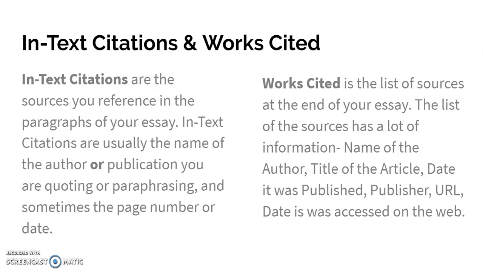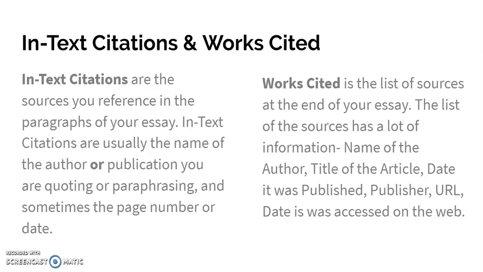So in research essays, there are 2 kinds of citations. There are in-text citations and the works cited list. In-text citations are the sources you reference inside the paragraphs of your essay. In-text citations are usually the name of the author from the source, or if there's no author, no writer, it might be the publication name.